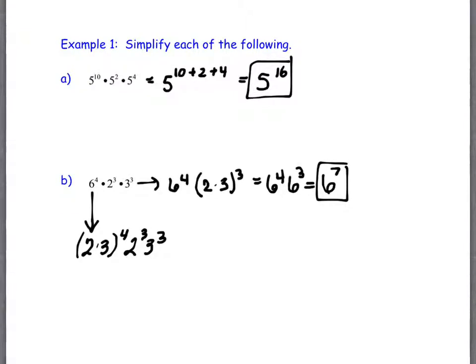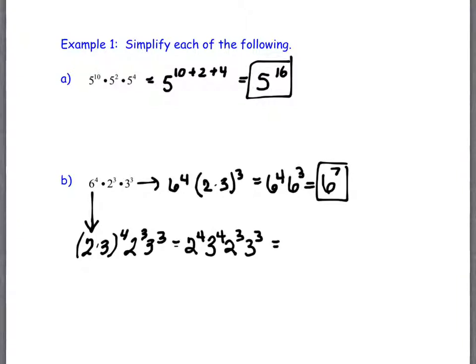All right, so this is doing this in a different way. Now, if you take a look at that 2 times 3 to the 4th power, I could actually use property 4 and I could pull those 4s in, right? So I can write this as 2 to the 4th, 3 to the 4th, 2 to the 3rd, 3 to the 3rd.